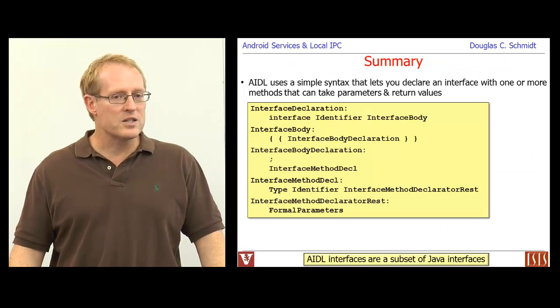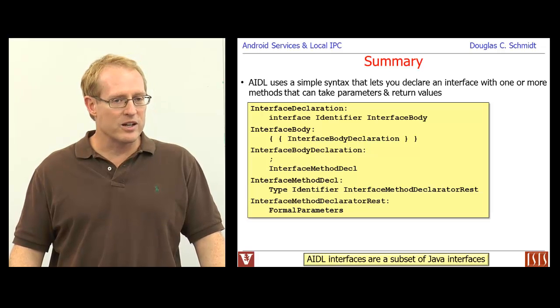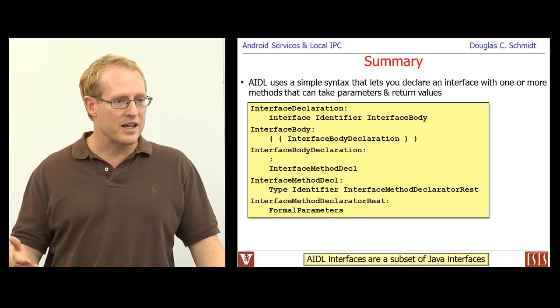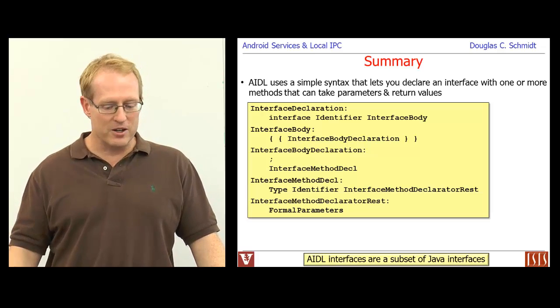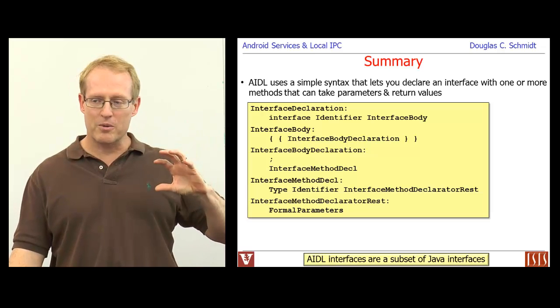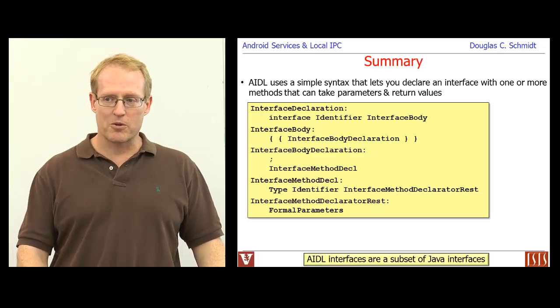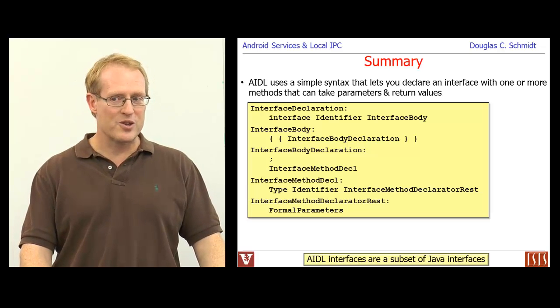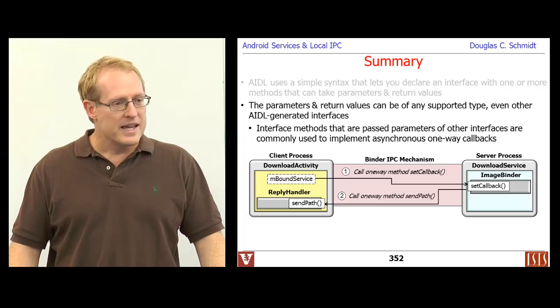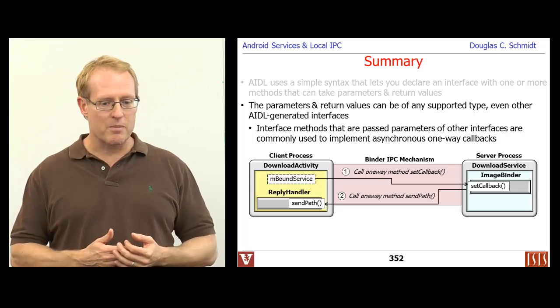So to summarize this particular discussion, AIDL, Android Interface Definition Language, is a relatively simple syntax. It's a subset of the full-blown Java interface syntax, and it lets you define interfaces and then define methods that take parameters and return values optionally. As we talked about before, there's a subset of things you can do there. You can't do all the full-blown stuff. The parameters and return values can be any of the supported types we just talked about.